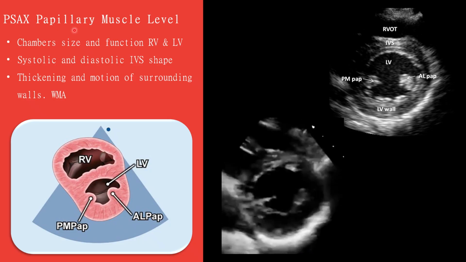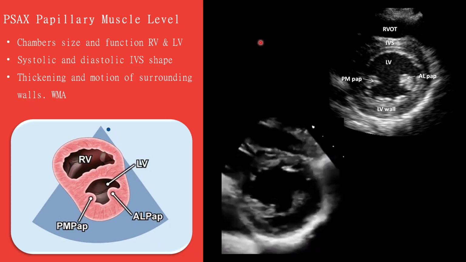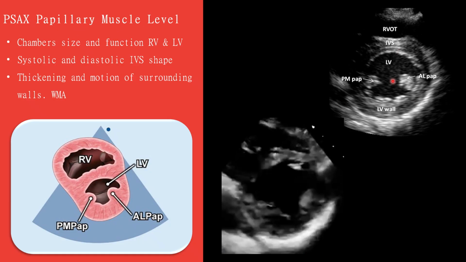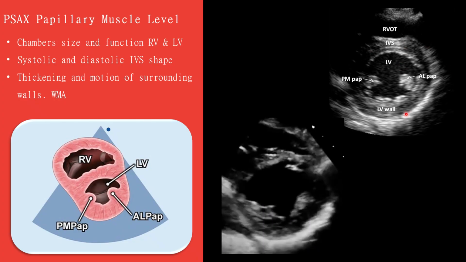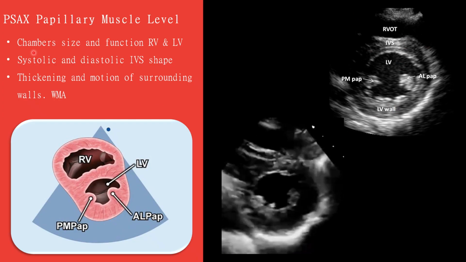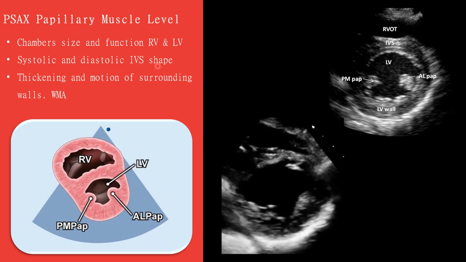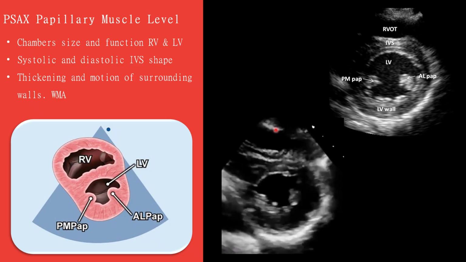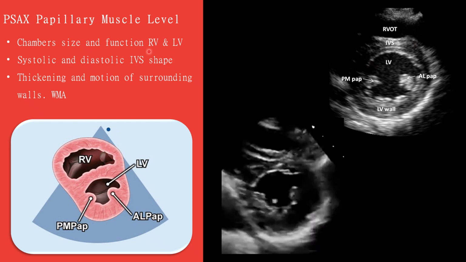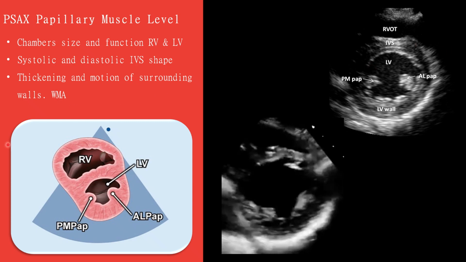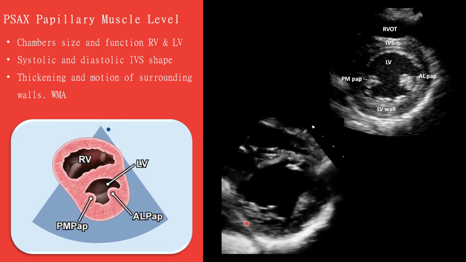Parasternal short axis papillary muscle level. We will see the left ventricle, interventricular septum, right ventricle, papillary muscles, and the left ventricle wall. We're going to check the chamber size and function of the left ventricle mainly, the systolic and diastolic interventricular shape, and thickening and motion of the surrounding wall. So the wall motion abnormalities right here.